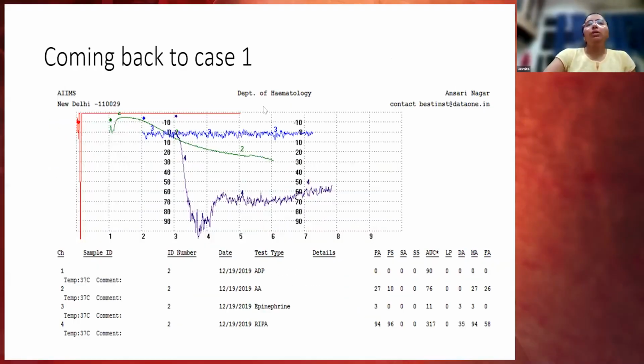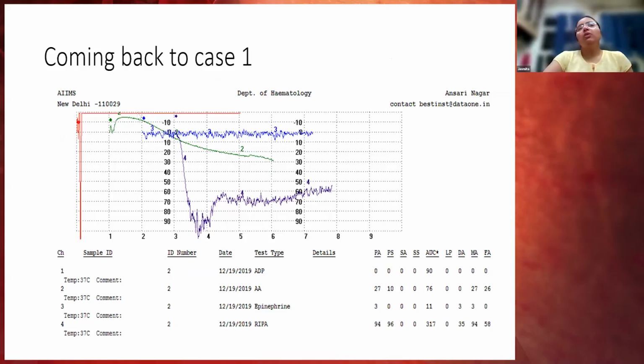So this is case one. When we look at the aggregation graph, here the minus 10 is here, 0 is here, and we have the 90 here. So it is an increase in the transmittance that has to be measured. Initially, we start at the starting point here, and as time progresses, the platelets will aggregate and the transmittance will increase, and this will be measured here.